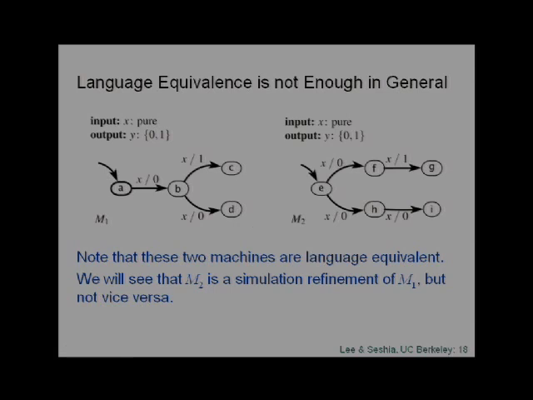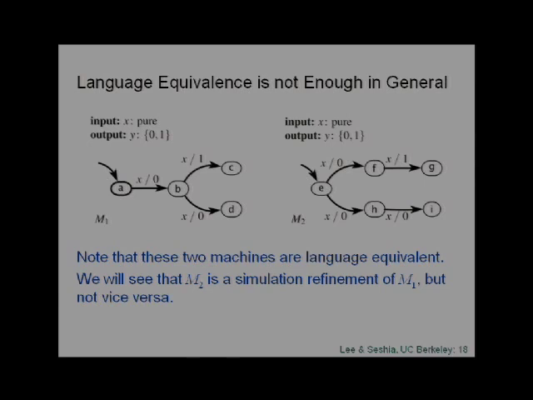Okay, so there are two possible sequences. I'll write the sequences inside parentheses. So you have: x present, and the output is 0. And then you could have x present and output 1. That's one sequence. Or you'd have present 0 and present 0. Right? So that's the language of M1.